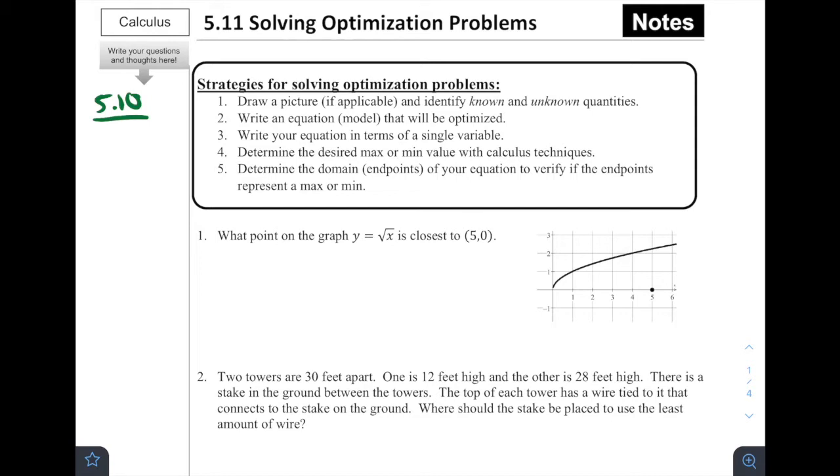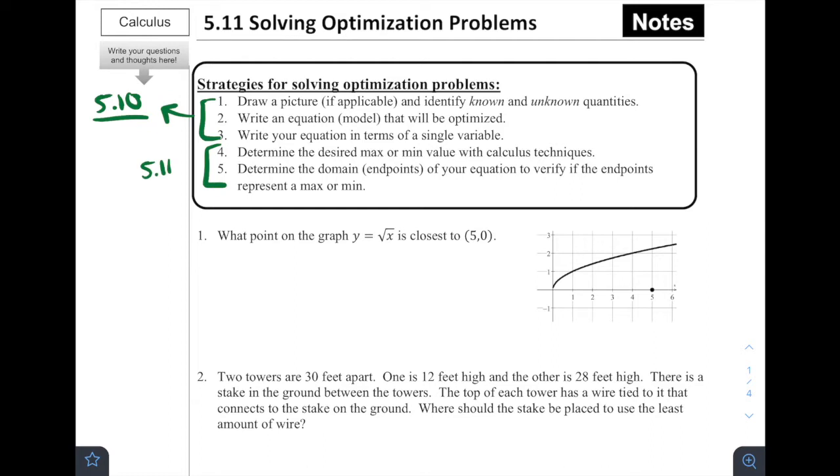The first three were what were covered in 5.10. So draw a picture if applicable and identify known and unknown quantities. Write an equation model that will be optimized, and then write your equation in terms of a single variable. Today's focus for 5.11 is going to be on 4 and 5, where we're bringing calculus into the mix. So how do we determine the desired max or min value with calculus techniques, and then determine the domain endpoints of your equation to verify if the endpoints represent a max or a min.